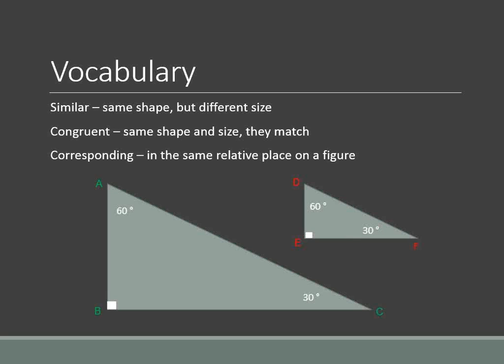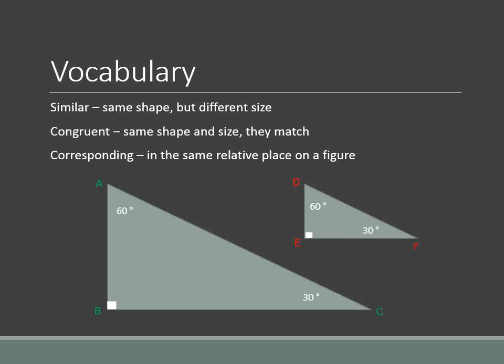So I could say triangle ABC is similar to triangle DEF because they are exactly the same shape. They're both right triangles, but they have different sizes. And then I could say that, for example, angle B is congruent to angle E, because it means they match exactly. It means they're the same. And then to use the word corresponding, I could say that, for example, side AC corresponds to side DF because both are the hypotenuse of the right triangle.